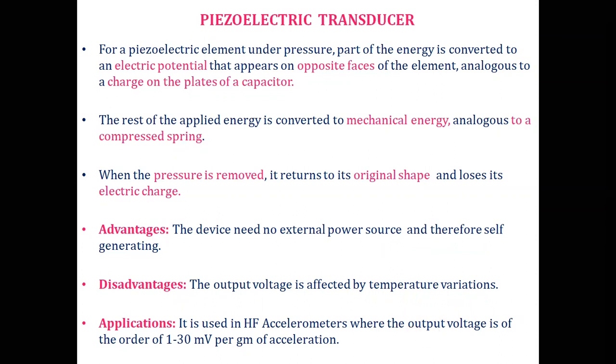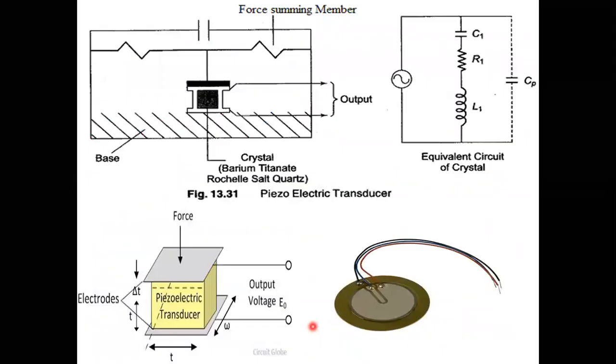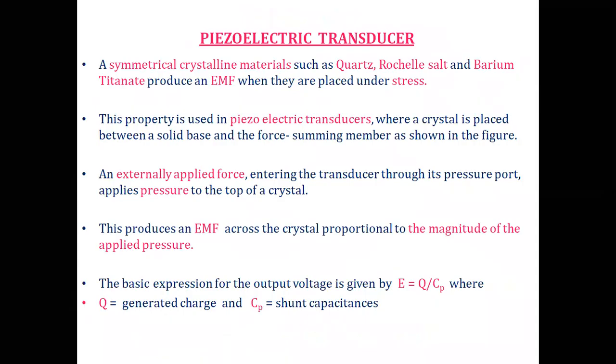Applications. It is used in high frequency accelerometers, where the output voltage is of the order of 1 to 30 millivolts per gram of acceleration. Okay, it is going to be used in high frequency accelerometers, single point. This is about the piezoelectric transducer. This is a simple concept and a very useful concept also.